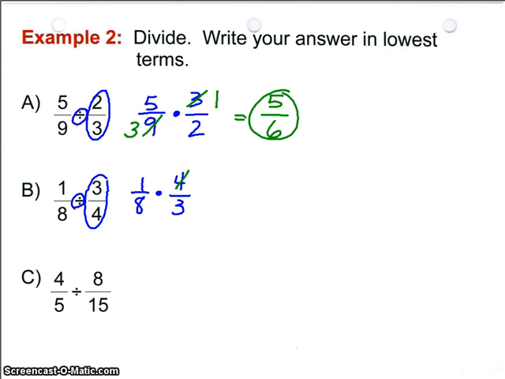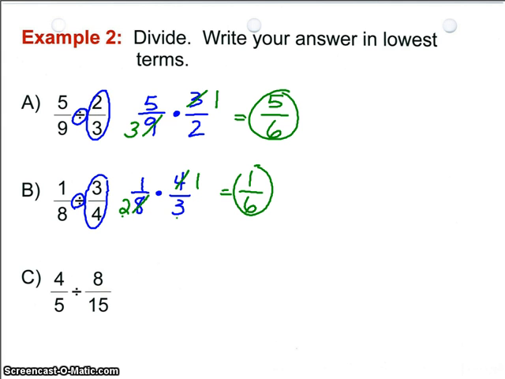Hopefully you see that 4 and 8 are both divisible by 4. 4 divided by 4 is 1, and 8 divided by 4 is 2. And then we go ahead and multiply across. 1 times 1 for our numerators is 1, and 2 times 3 is 6.